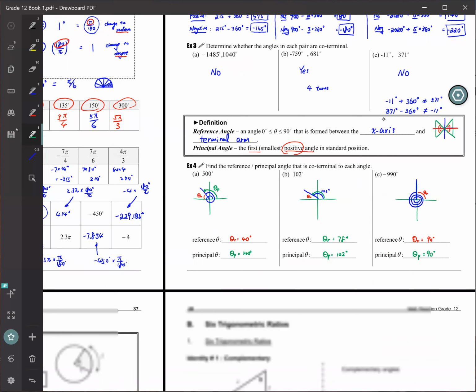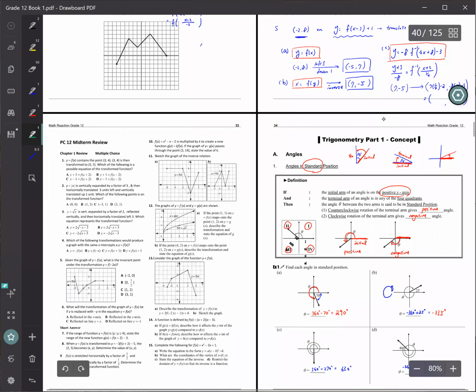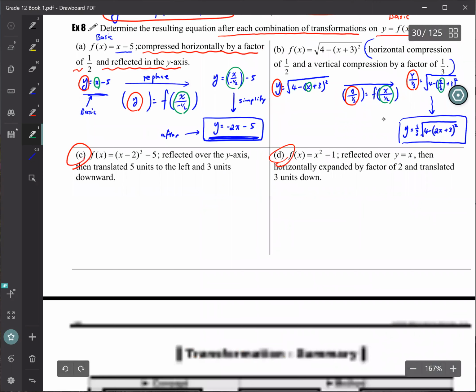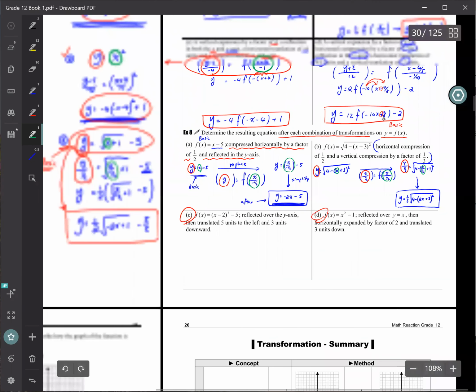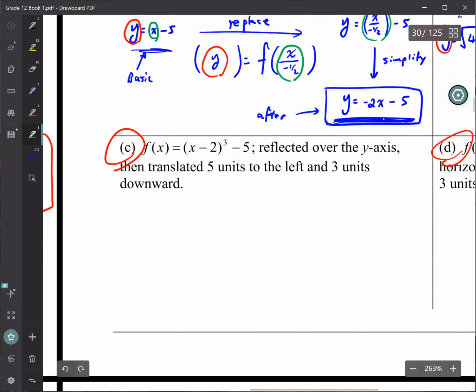So for the remaining time, I want to go over the 2 questions that we did last week. So we're going to go back to transformation, right? Remember I asked you to do 2 questions in the notes, but some of you didn't get it right. So we're going to go over these 2 questions. Please turn to page 24, question 8. Is everybody on the page now?